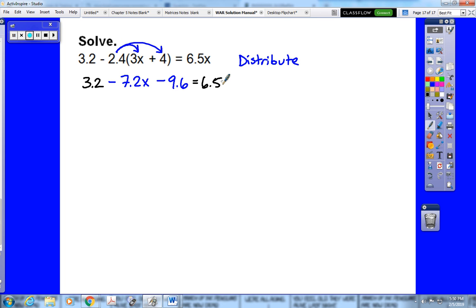6.5x. Now at this point you have a decision to make. You can clear those decimals if you want to by multiplying everything by 10, or you can continue and just lean on your calculator. It really doesn't matter. You get the same answer either way. So the next step I'm going to take is to combine the like terms on the left side of the equation. I'm going to add those together, which would be negative 6.4.